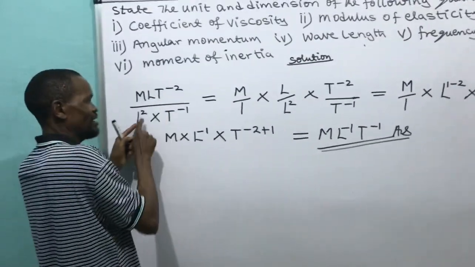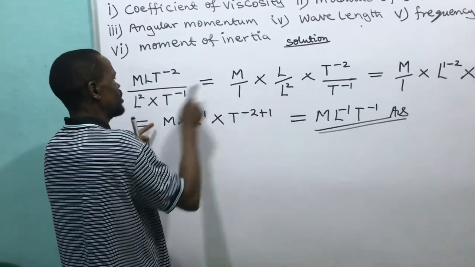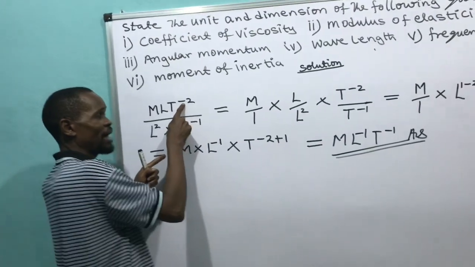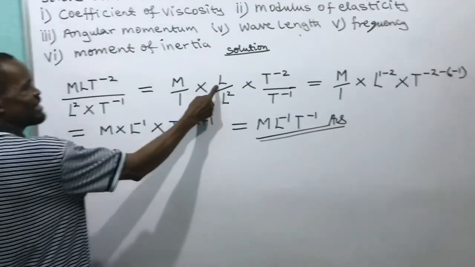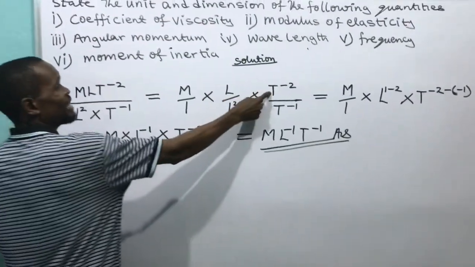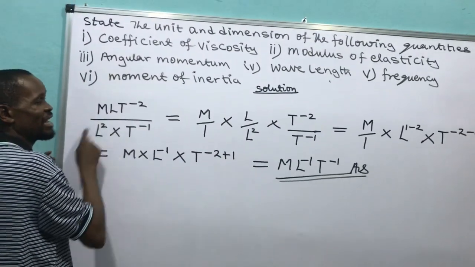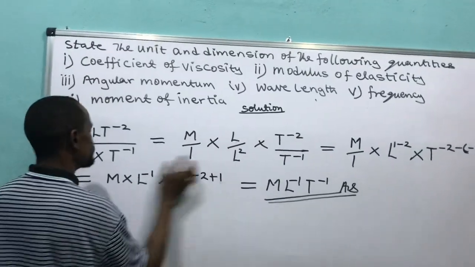And this is L divided by L raised to power 2. Then T raised to power minus 2 divided by T raised to power minus 1. If you multiply this, it becomes M times T, which comes over here like this. This one times this will give me this.